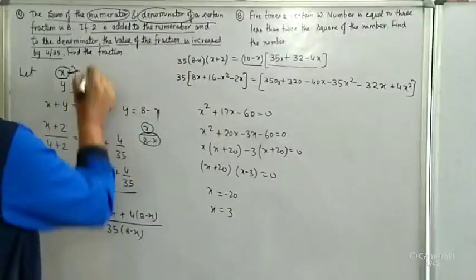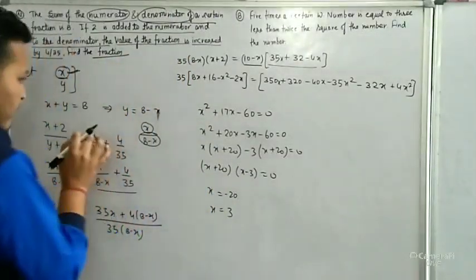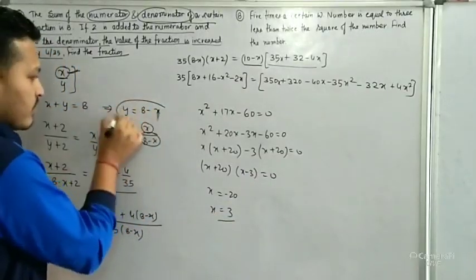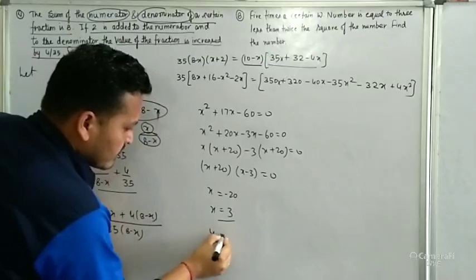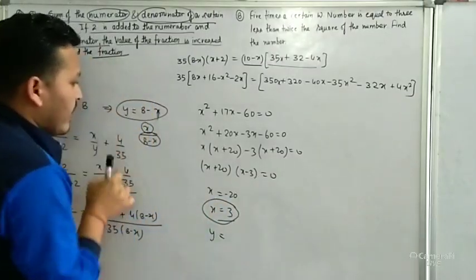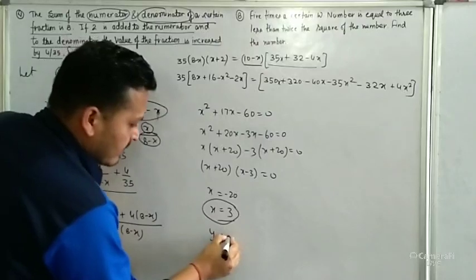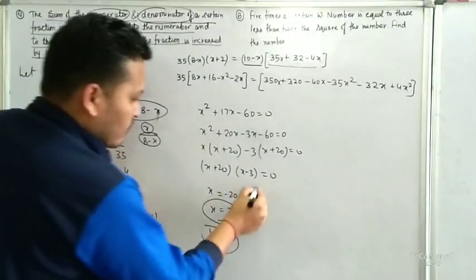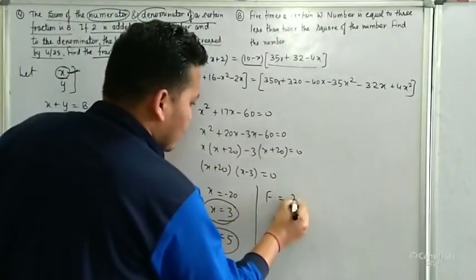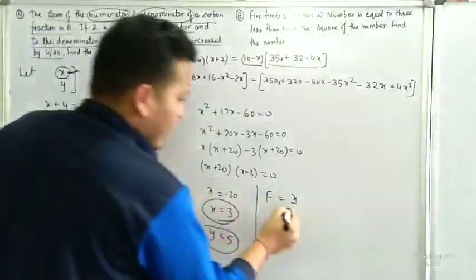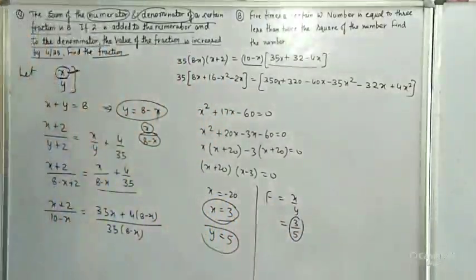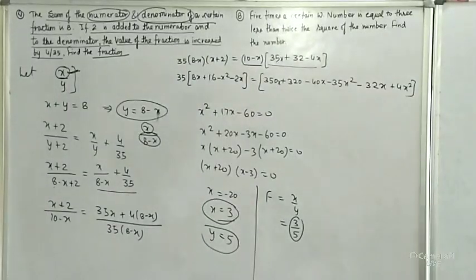Okay, so the question is to find the fraction, and the one value of x is the numerator, which is 3. So what will be the value of the denominator? The denominator is y, when x is equal to 3, so what is y? So y is equal to 8 minus 3, which is 5, and we have to find the fraction, so we can neglect the negative value. So what will be our fraction? Suppose it was x upon y, then x is equal to 3 and y is equal to 5. So 3 upon 5 is the answer of this question. Okay, 3 upon 5 is the solution of this question.